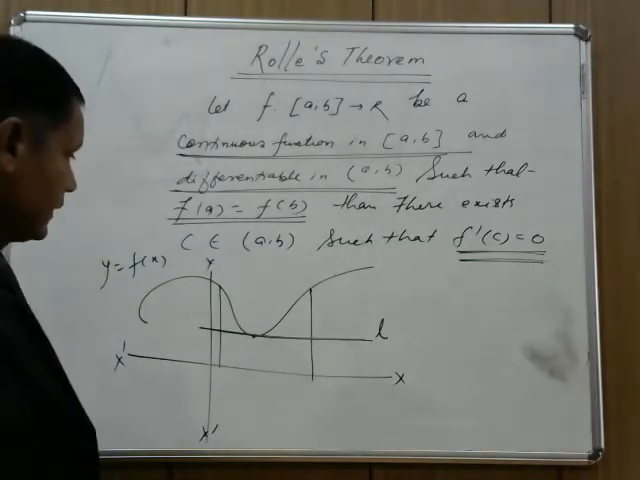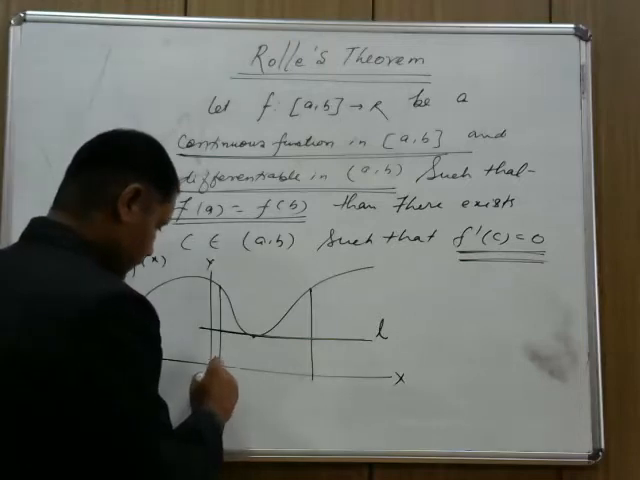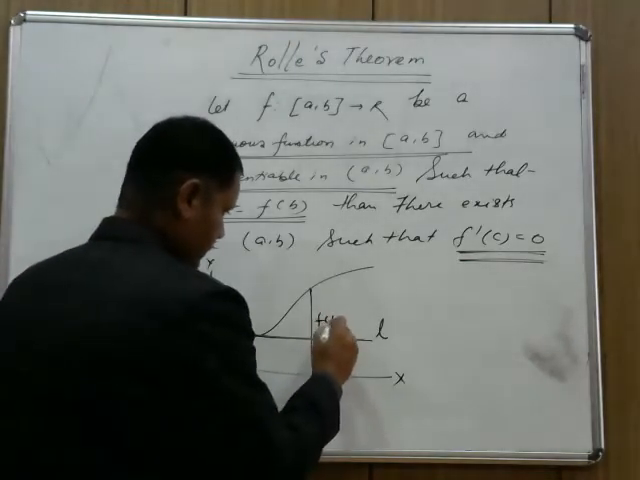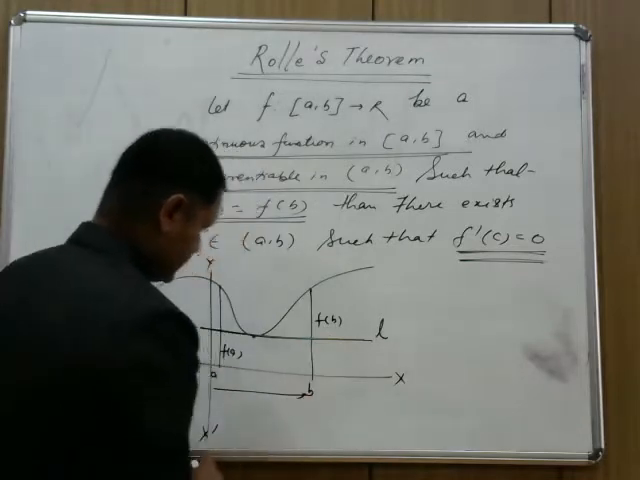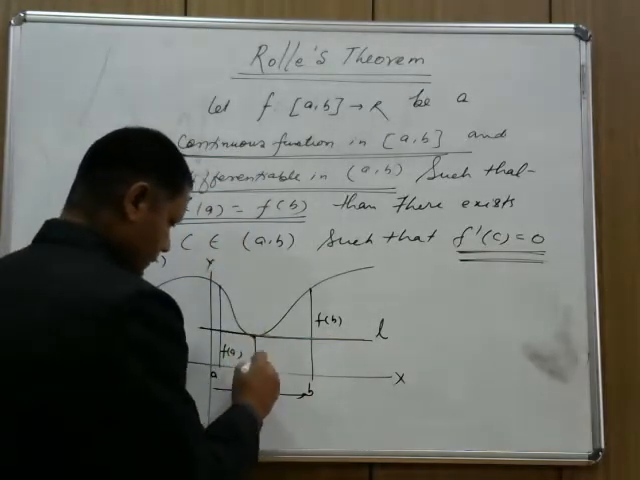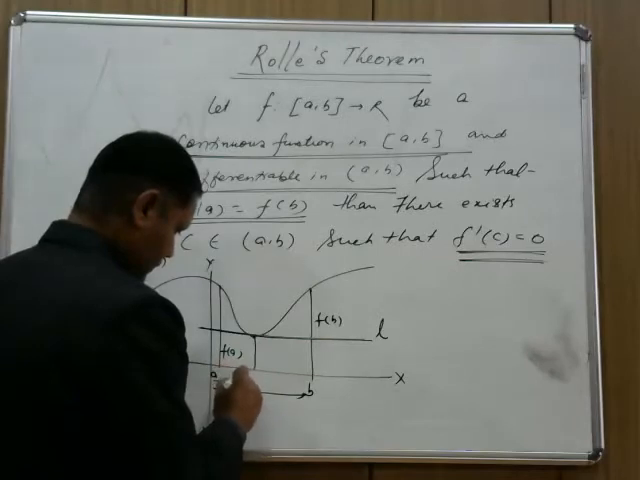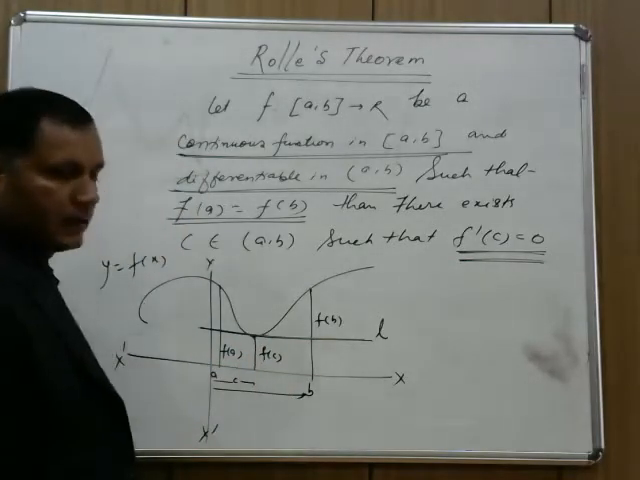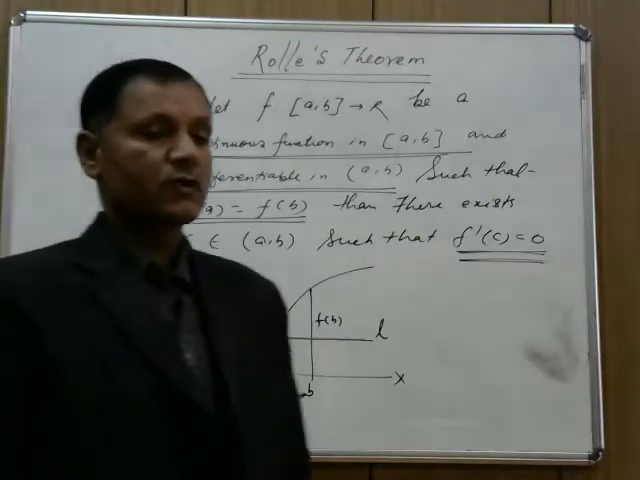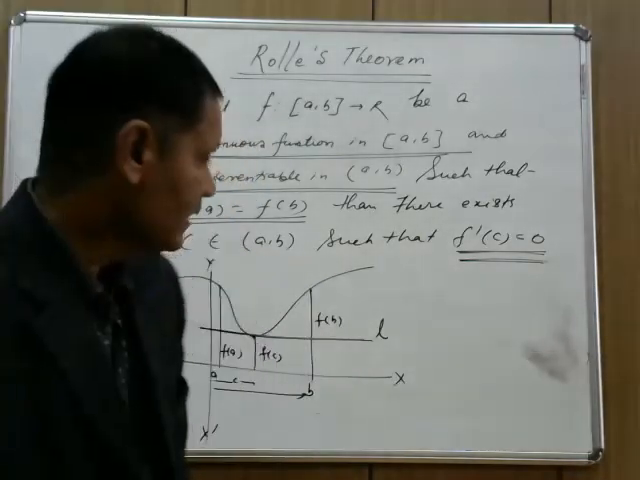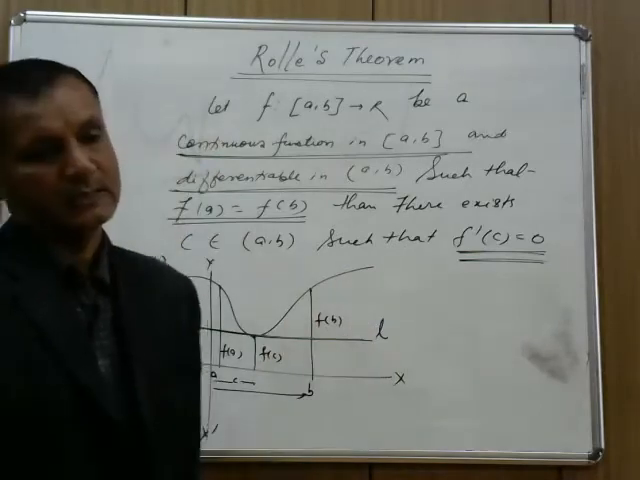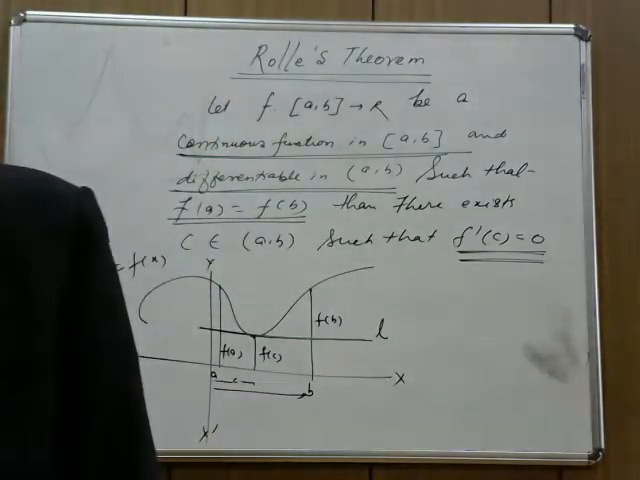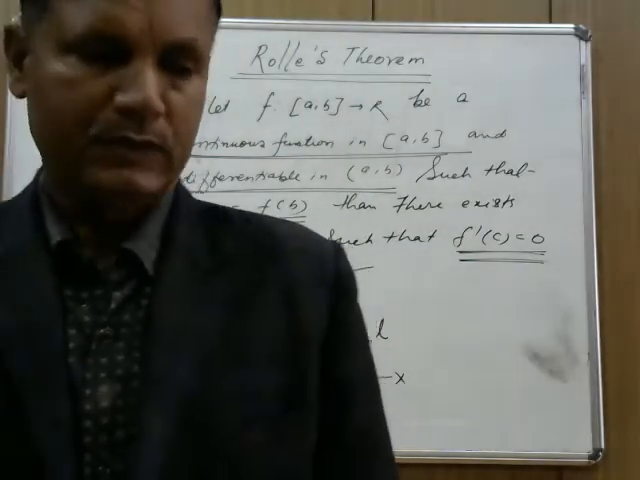Here this is a, f of a, this is b, this is f of b. And there is a point c here, and this is f of c. That means at the point c, if you draw the tangent, that tangent will be parallel to the x-axis, and that is Rolle's theorem between any two points a and b.